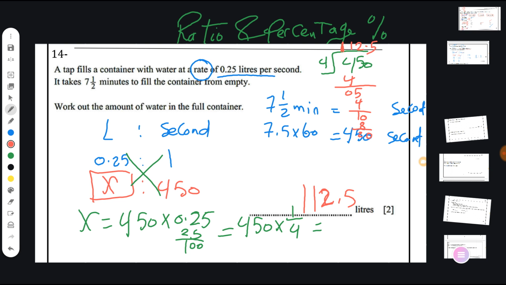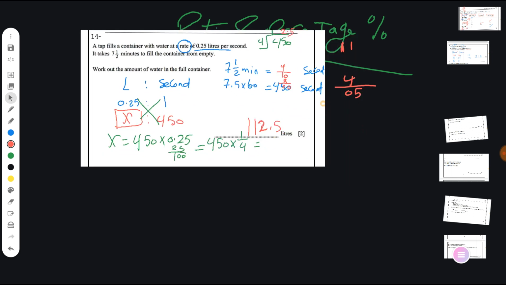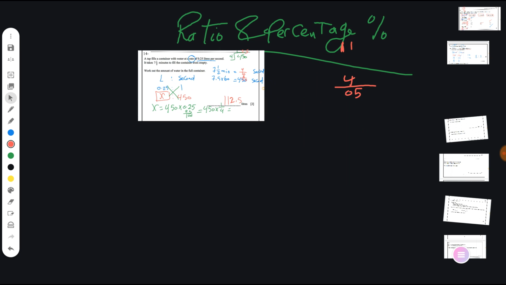By finding the rate per 1 second. I know that the rate per 1 second is 0.25 per 1 second, so it is 0.25 per what? Per 1 second.